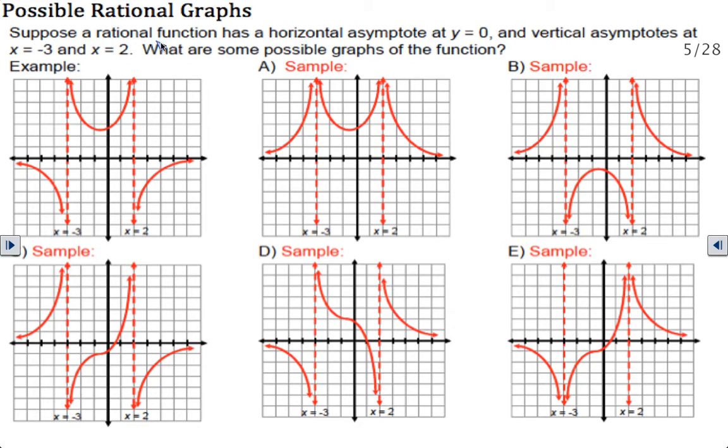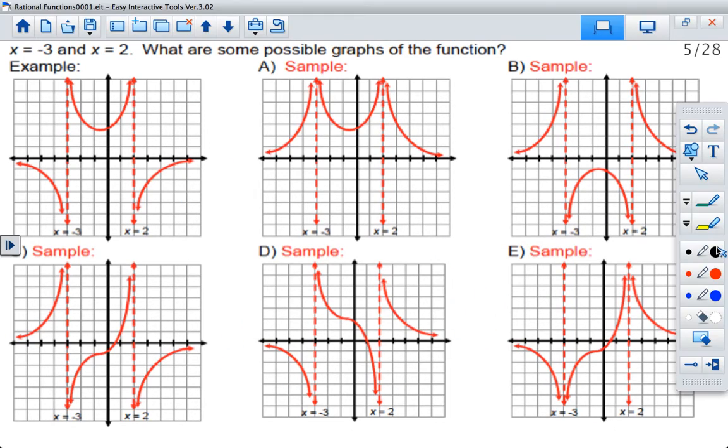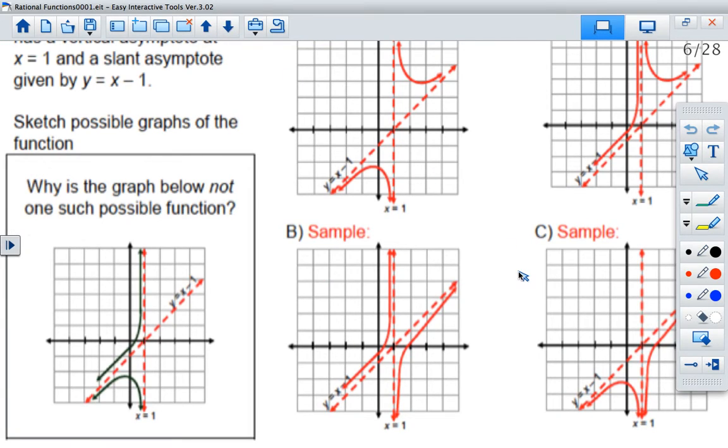So it says here, suppose you have a rational function that has a horizontal asymptote at y equals 0 and vertical asymptotes at -3 and 2. What are some possible graphs of the function? Just with those 3 asymptotes, we have 6 different possible outcomes. So you can't just look at where the asymptotes are and say, hey, I know exactly what the graph looks like, because there's all these possible outcomes. And we're going to be looking at a lot of different equations that will have graphs that look like all of these.